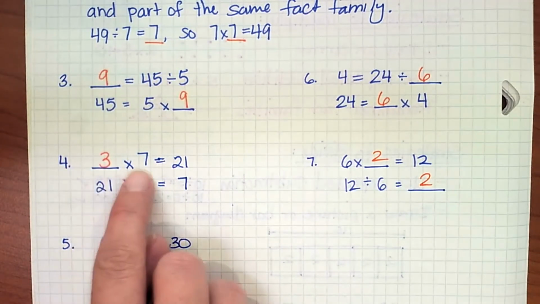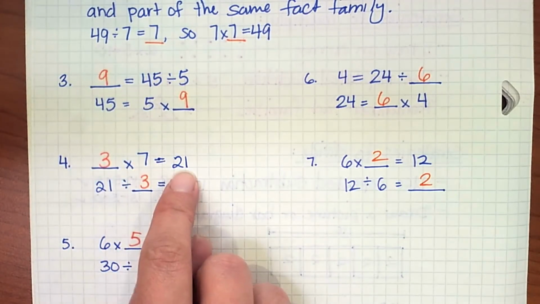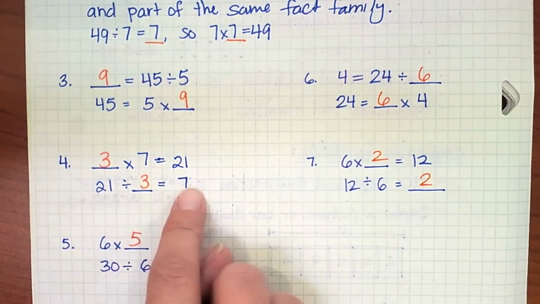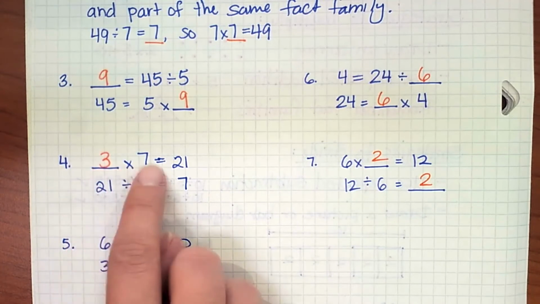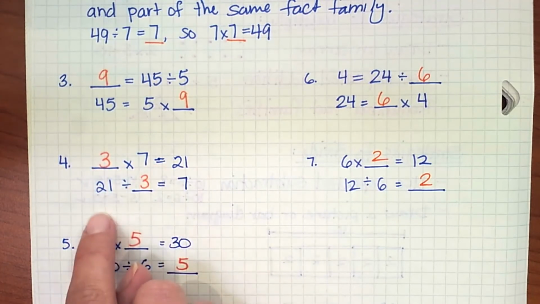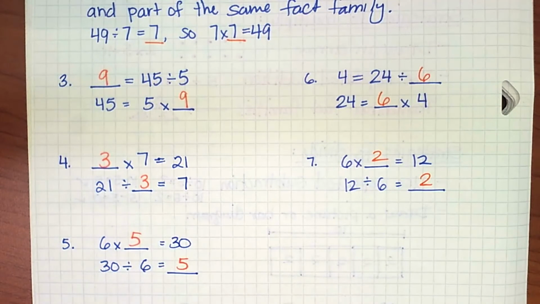For this one, a number times 7 is equal to 21. 21 divided by a number is equal to 7. We can go back to our facts and we know that 3 times 7 is equal to 21. So 21 divided by 3 is equal to 7. Remember, these are all part of the same fact families, all of them.